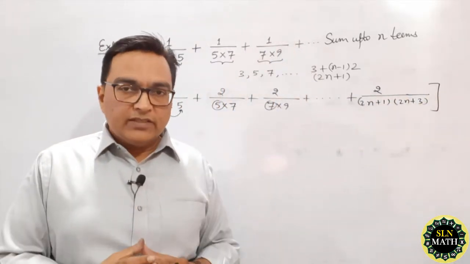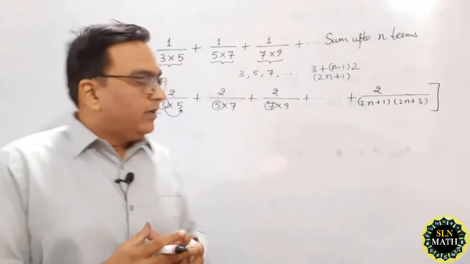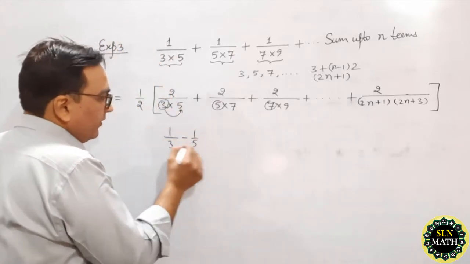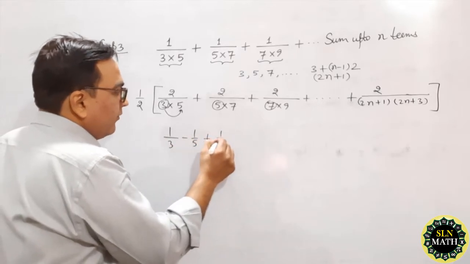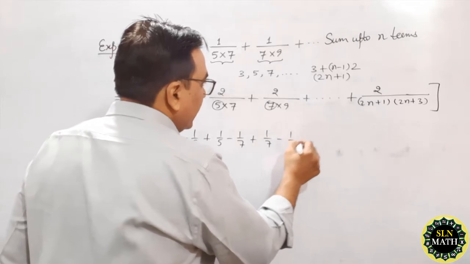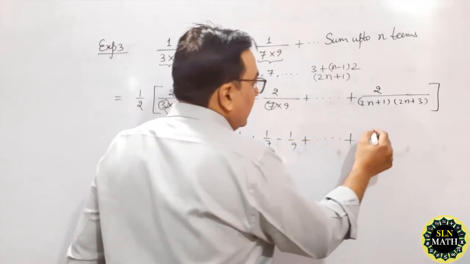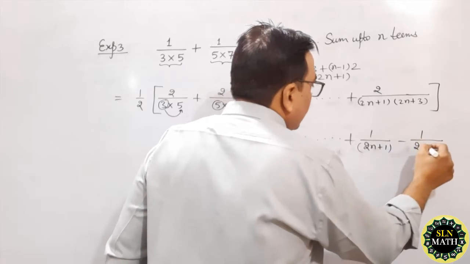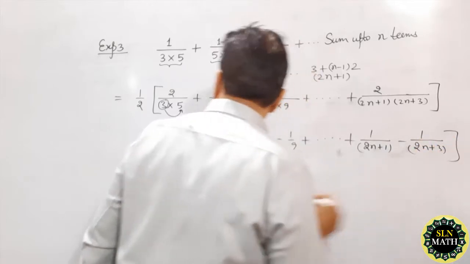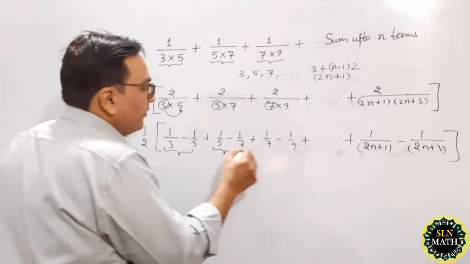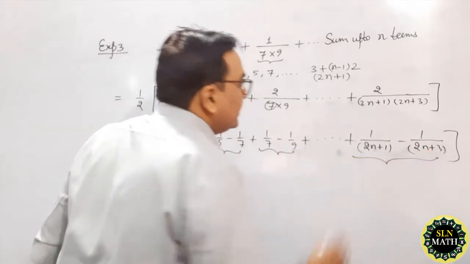Now for the partial fraction, we will use that technique. Now this is 1 by 3 minus 1 by 5. You can verify by taking the LCM. 1 by 5 minus 1 by 7, 1 by 7 minus 1 by 9, like this. And now 1 upon 2n plus 1 minus 1 upon 2n plus 3. So we have split each term into 2 parts, and we have introduced a minus here.